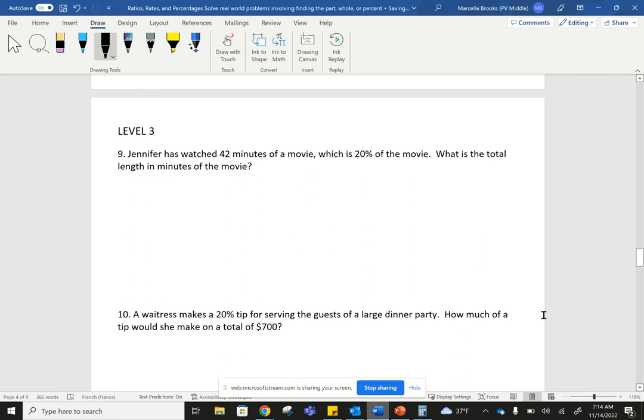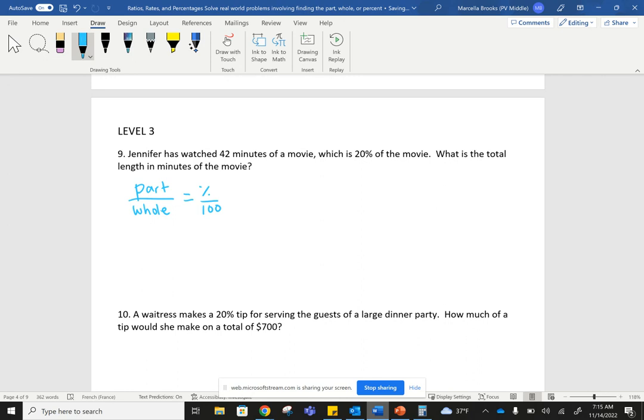All right, so this is our level 3 stuff. So basically what we're doing is we're using our percent proportion, which once again is part over whole equals percent over 100. So here we go. Jennifer has watched 42 minutes of a movie, which is 20% of the movie. What is the total length in minutes of the movie?